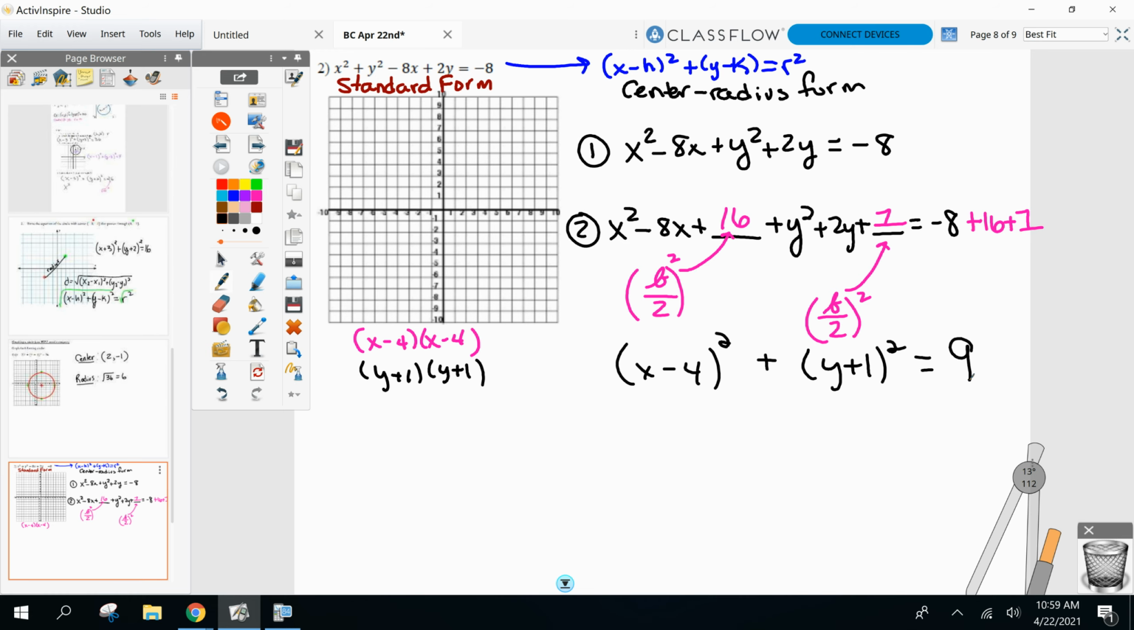And look what you have: center-radius form, which we've been working on all today. What's your center? 4, negative 1. And what's my radius length? 3. There it is. 4. And then up, down, left, and right 3 units.